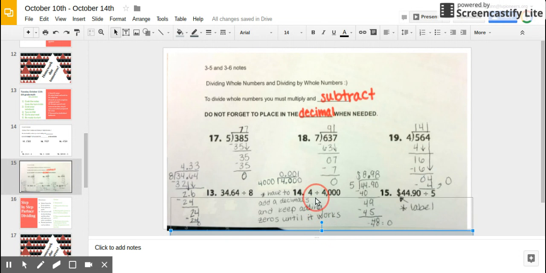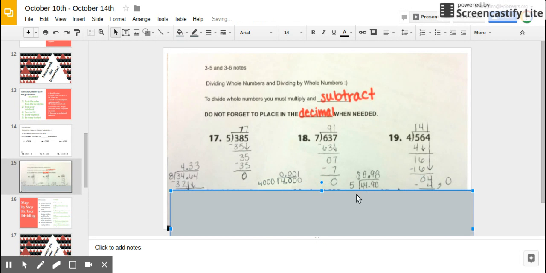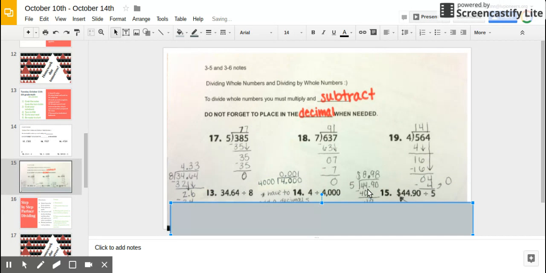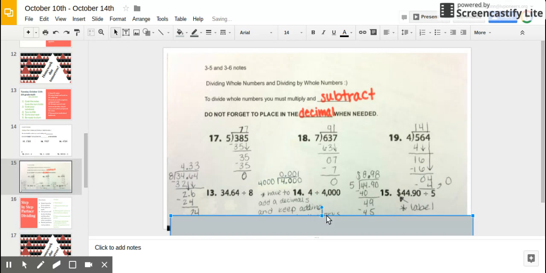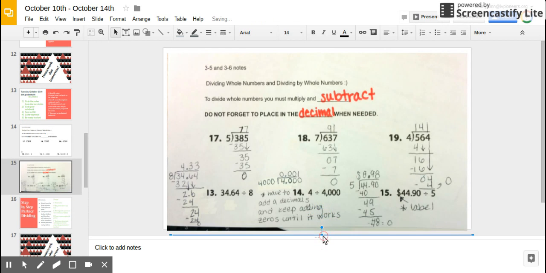Okay, so we have 44.90 divided by 5. 5 doesn't go into 4, but 5 can go into 44 8 times, which leaves you with 40. I subtracted the 4, and then I had to drop down my 9, but I crossed over the decimal point, so I put the decimal in my answer. 5 will go into 49 9 times, which leaves you 45. Subtract, which leaves you with 4. Drop down the 0. Now I have 40. And 5 can evenly go into 40 8 times. And that means I'm done.